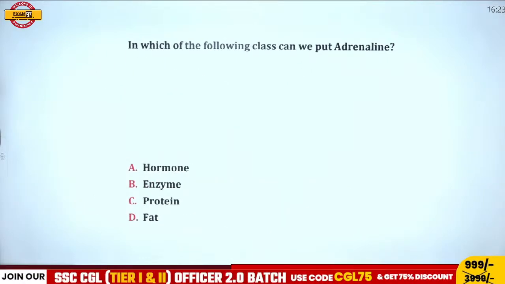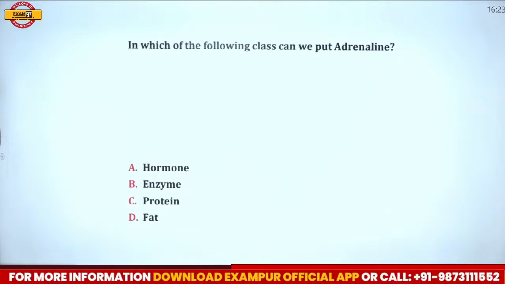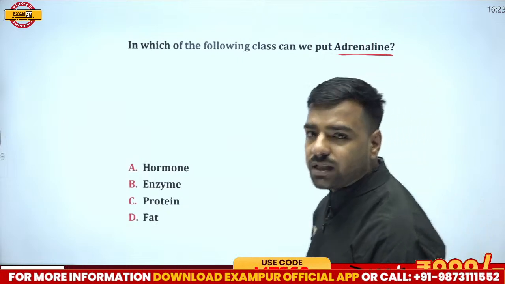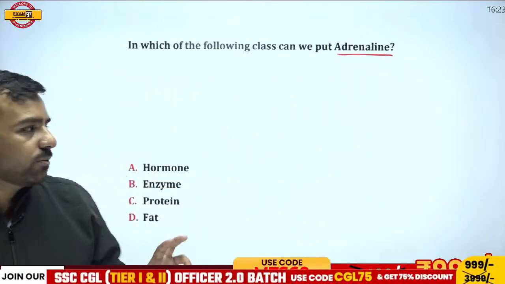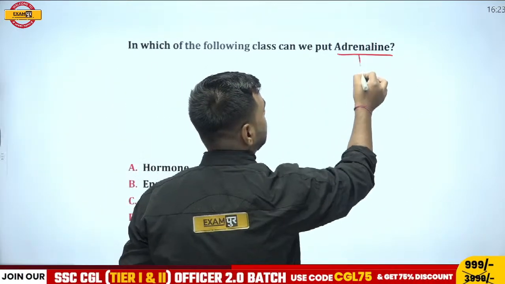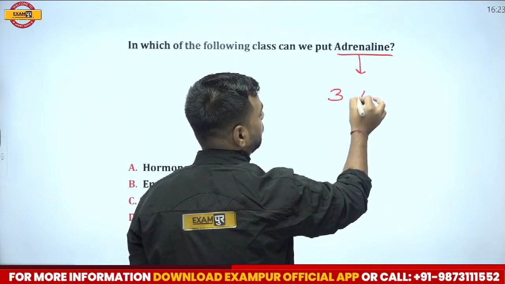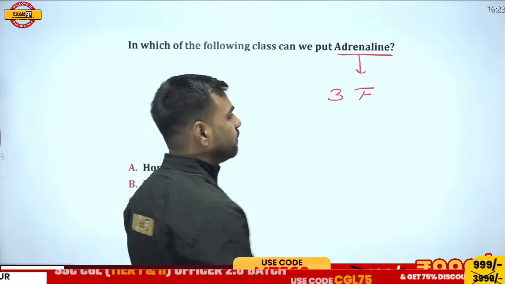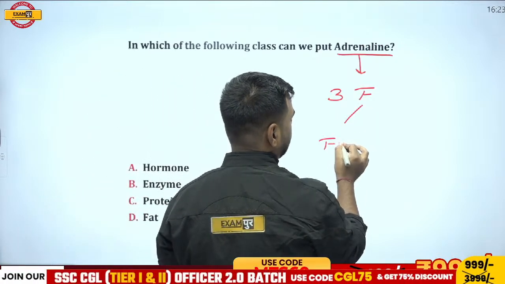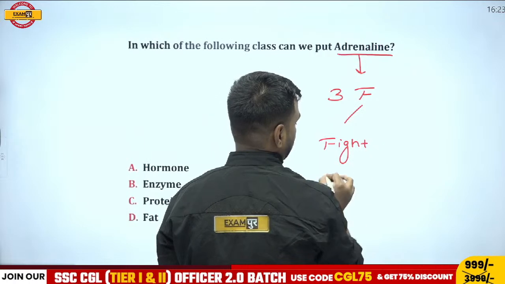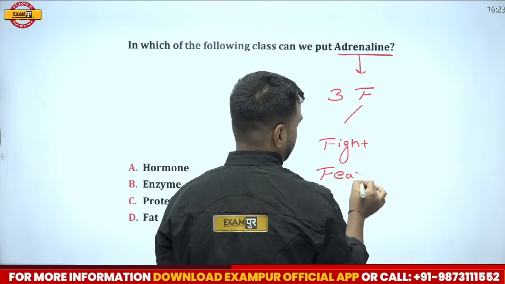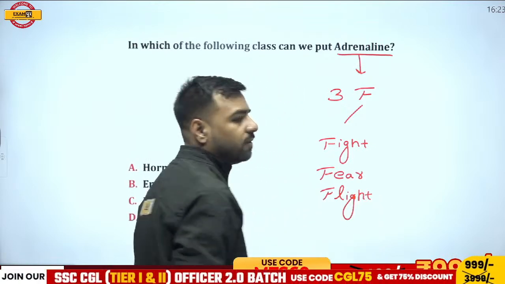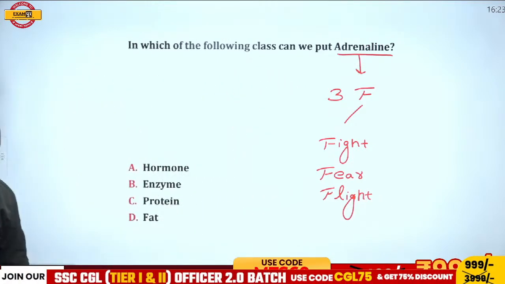Next is, in which of the following classes can we put adrenaline? We have discussed this hormone, right? Please remember, this hormone is actually known as the 3F hormone. What does the 3F relate to? The 3F relates to fight, then we have fear, and then we have flight. So we have fight, fear, and flight.